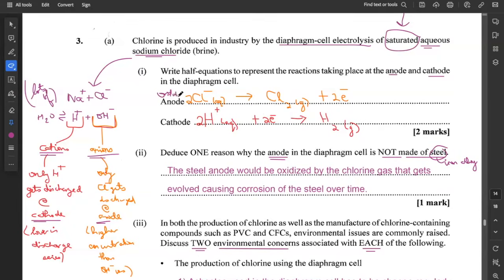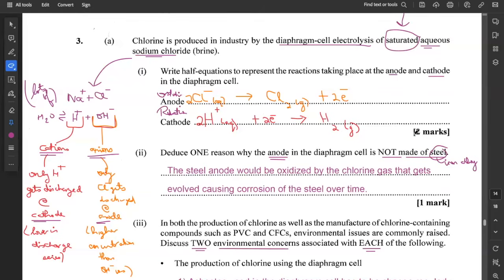And then at the cathode now, we have reduction, right? And we said at the cathode, we're going to have that H+ cation going towards the cathode. Once it goes there, it's going to get reduced. So it's going to gain 2 electrons, the 2 electrons that the chloride ion actually lost, and it's going to then form hydrogen gas, okay? So these are 2 half equations. We write these half equations, we show the state symbols of the species, and we show that the charges are balanced. We are good for 2 marks, okay? So this is what they're looking for for the 2 marks.